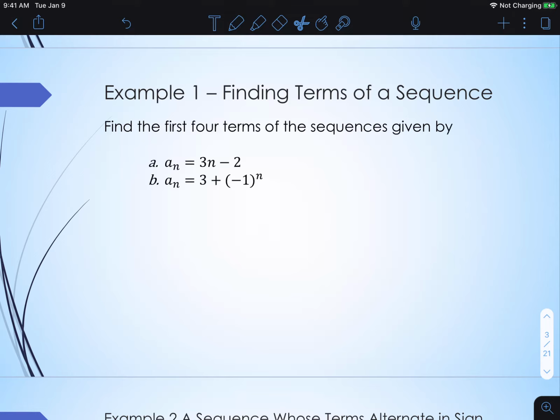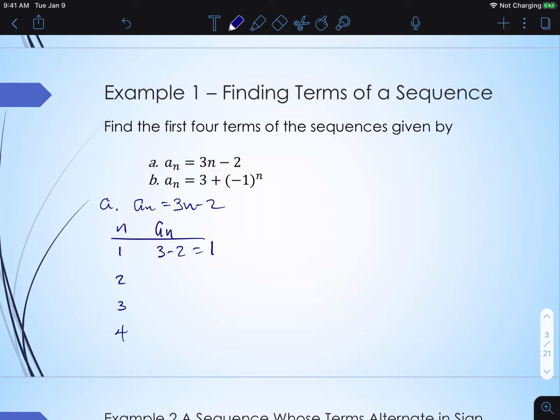So here in example 1, we're finding terms of a sequence, which is something that we want you to understand how to do. Let me show you how that's done in part A. A says a sub n is equal to 3n minus 2. You should probably create a table. Give yourself some room. We're saying the first 4 terms, so there's 1, 2, 3, and 4 for our values of n. And then a sub n, and in this case it's going to be 3 minus 2.